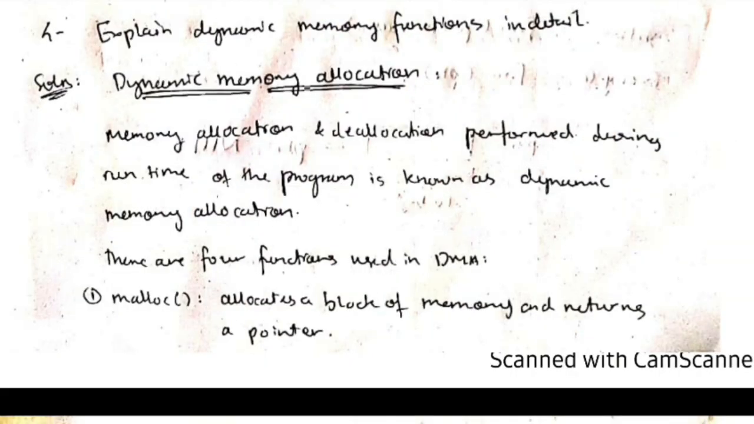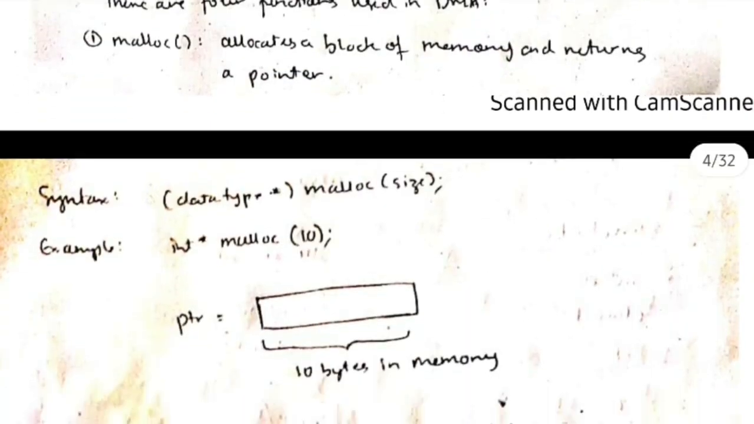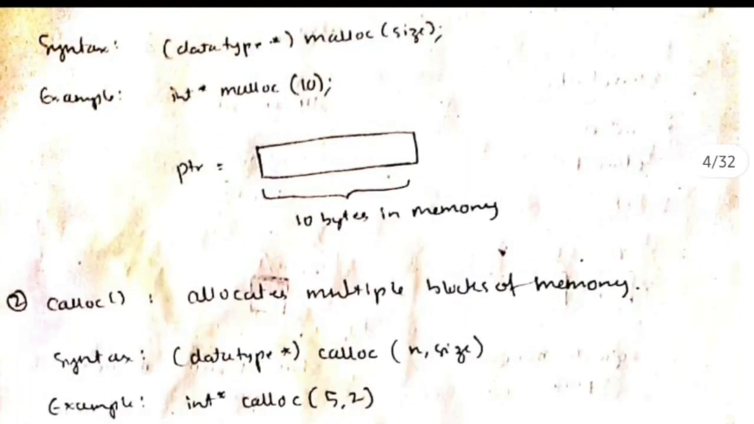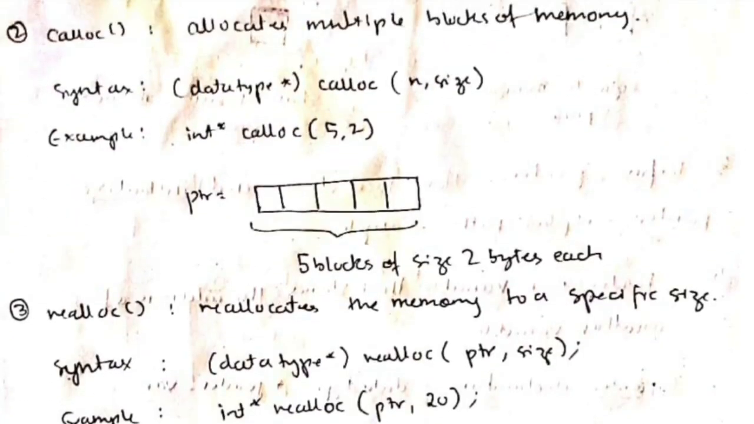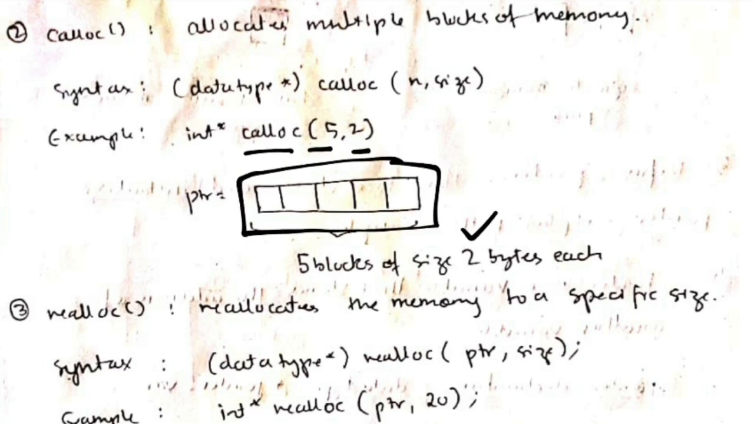Dynamic memory allocation means the allocation of memory that happens during runtime, when we are executing the program. There are four types. The first one is malloc. The syntax is as follows: int *p = malloc(10). With this syntax, 10 bytes of memory will be allocated. Calloc is the same thing, but it has divisions. If you write calloc(5,2), that will allocate 5 blocks of memory, each of size 2 bytes.